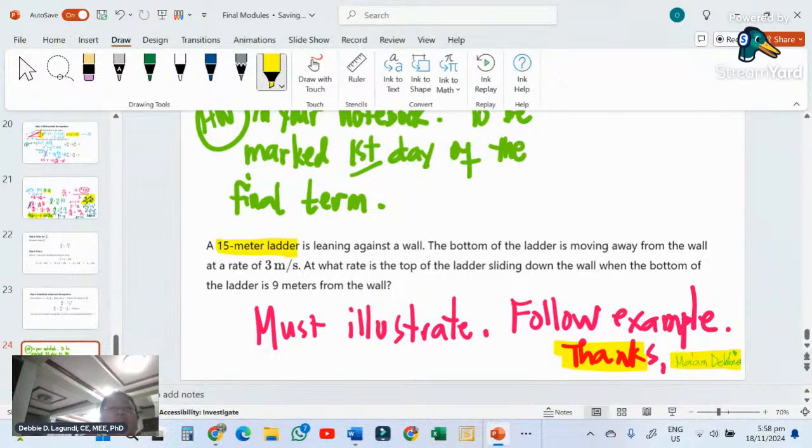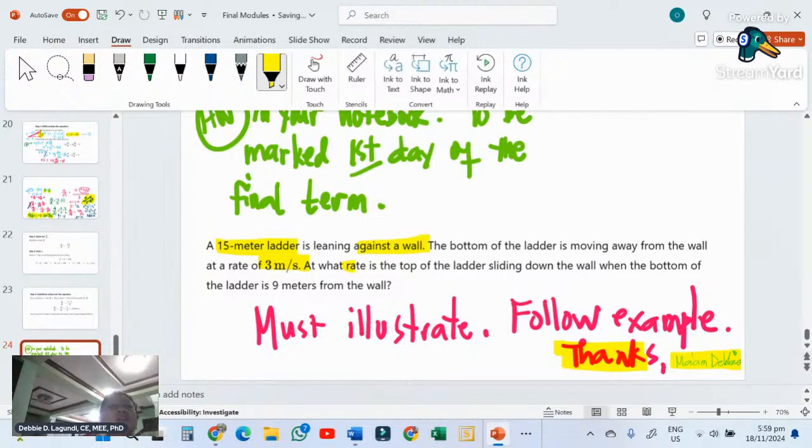A 15-meter ladder leaning on a wall. The bottom of the ladder is moving away from the wall at the rate of 3 meters per second. At what rate is the top of the ladder sliding down? So it is very much similar with what I did. So this is the question.